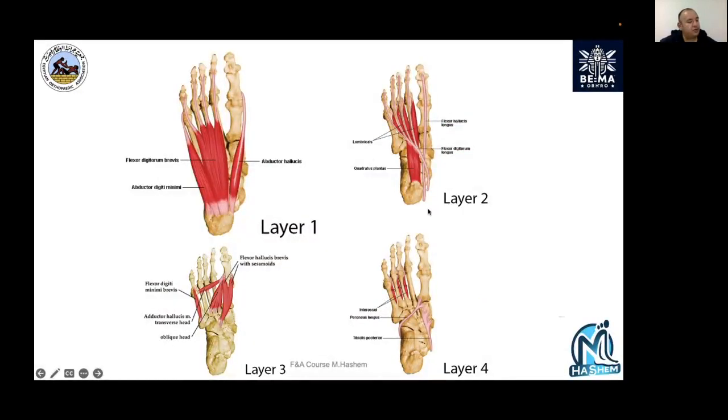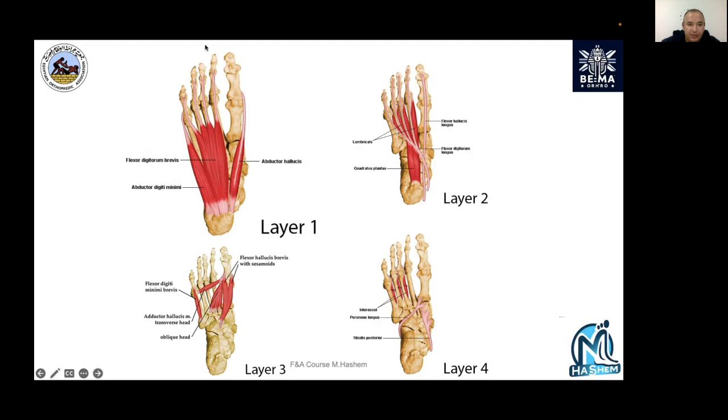You have 4 layers in your foot. Every layer has certain muscles and tendons. To remember them easily, remember that 2 and 4 have the long tendons, 1 and 3 have the short muscles. So layer number 1 has abductor hallucis, abductor digiti minimi, and flexor digitorum brevis.